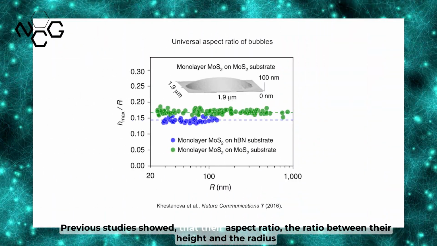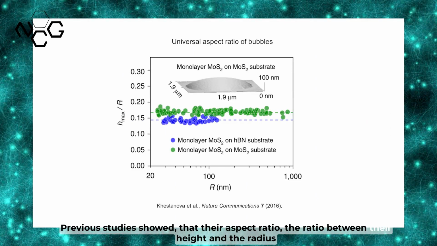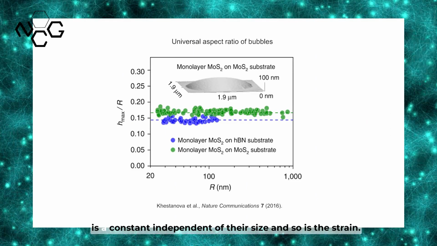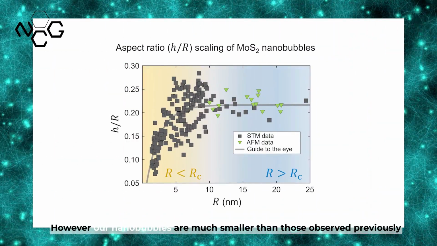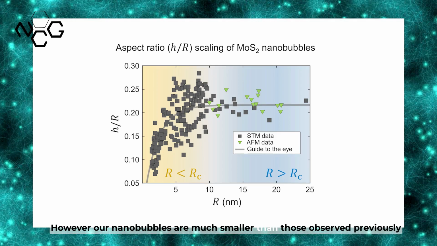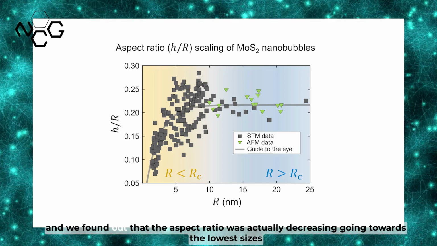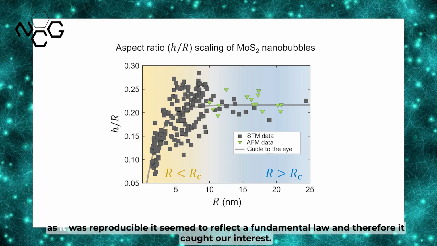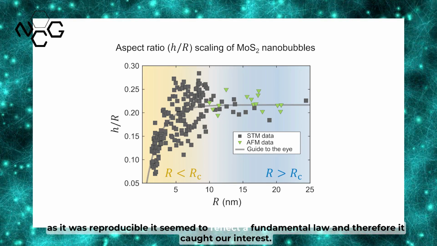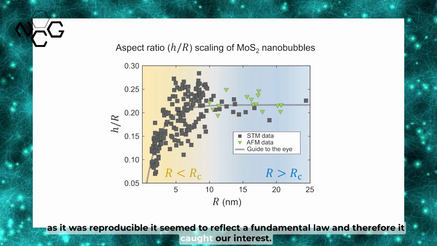Previous studies showed that their aspect ratio, the ratio between their height and the radius, is a constant independent of their size, and so is the strain. However, our nanobubbles are much smaller than those observed previously, and we found out that the aspect ratio was actually decreasing, going towards the lowest sizes. As it was reproducible, it seemed to reflect a fundamental law, and therefore it caught our interest.